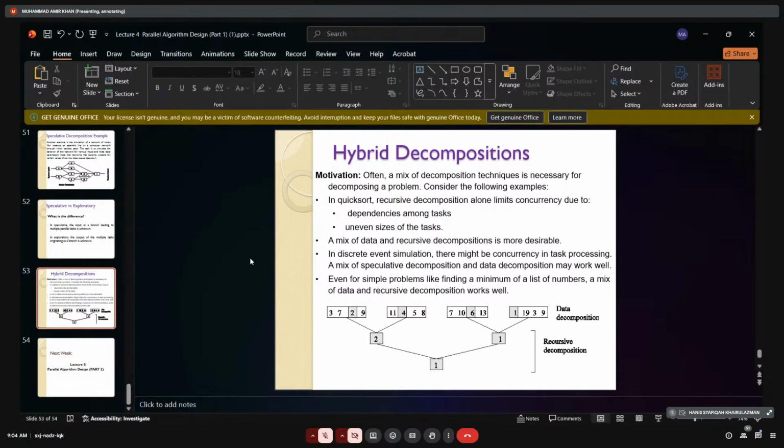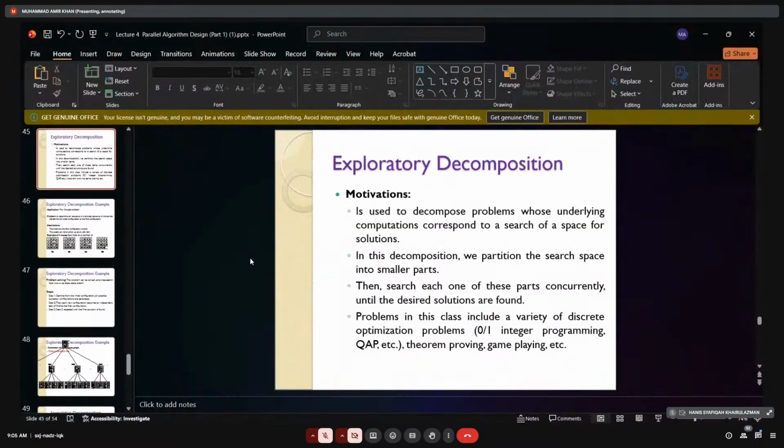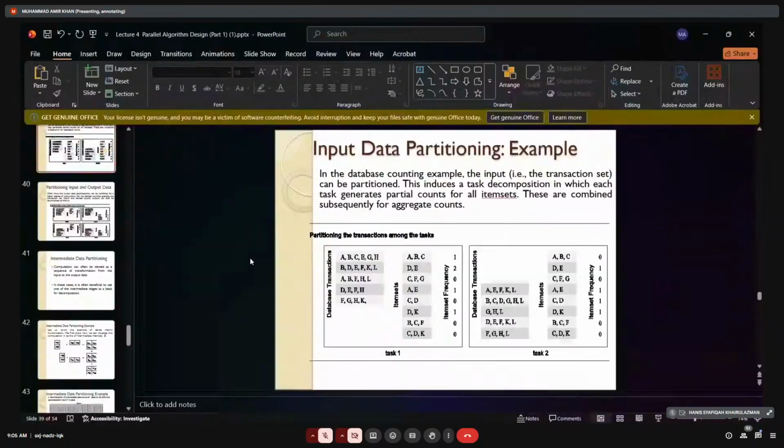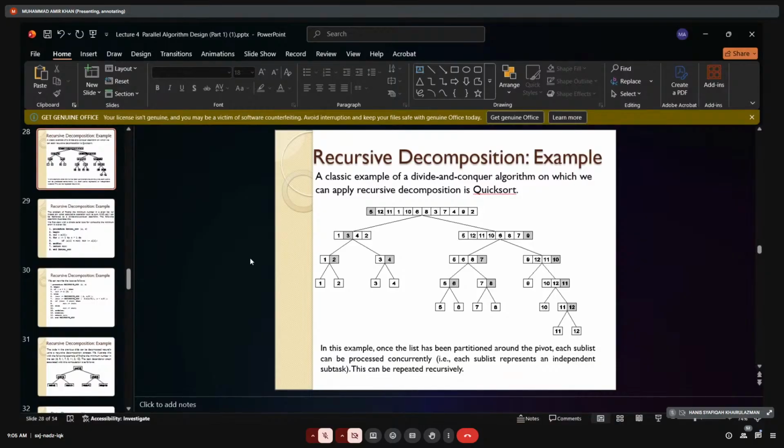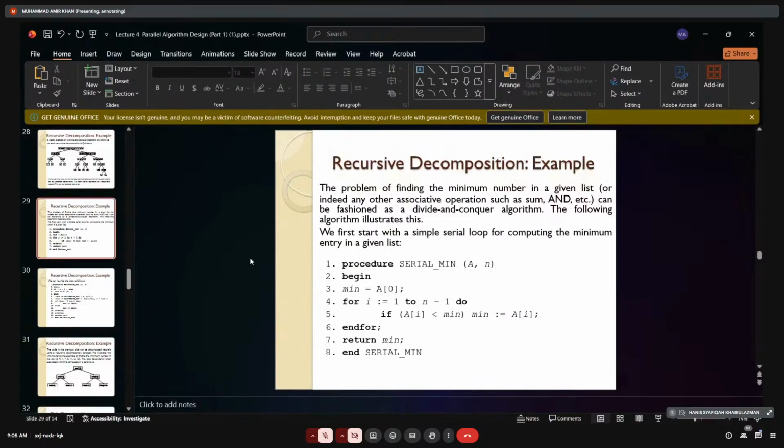The last slide is hybrid decomposition. We can choose a mix. Often a mixed decomposition technique is necessary for decomposing a problem. Consider the following examples. In quicksort, recursive decomposition alone limits concurrency due to dependencies among tasks and the uneven size of tasks. Here, the left side is 2 tasks and the right side is 5 tasks. Here, the left side is 4 and the right side is 9. We call this uneven, not balanced.